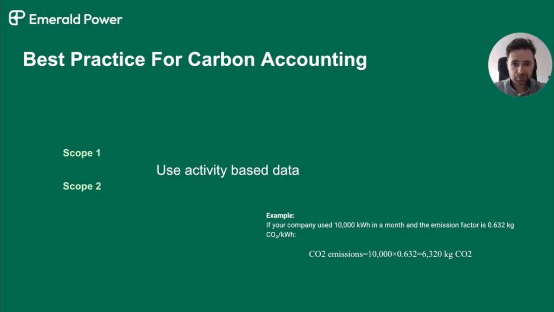So now that you've decided what categories are material to your business, it's time to work out the calculations with them. The best practice for carbon accounting for scope one and two is to primarily use activity-based data. What this means is that we're using hard metrics here in order to formulate our carbon footprint.